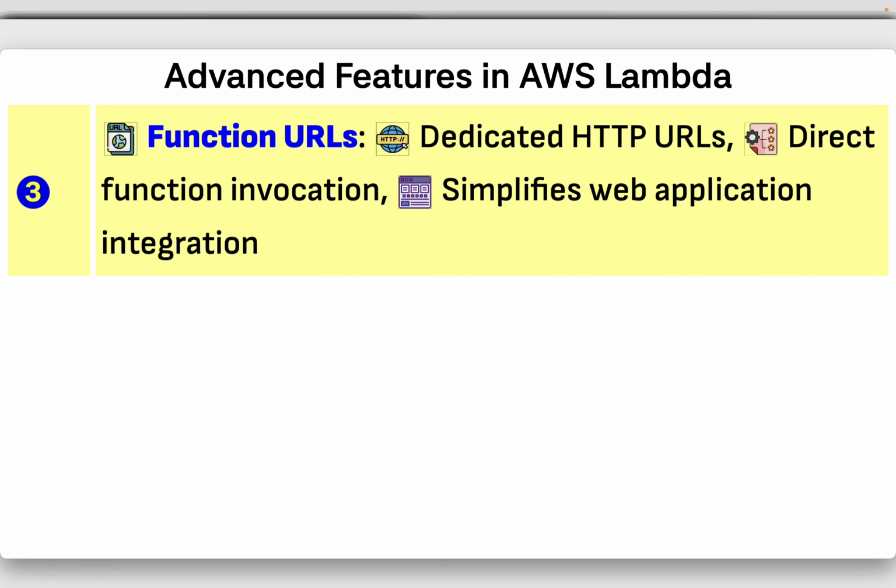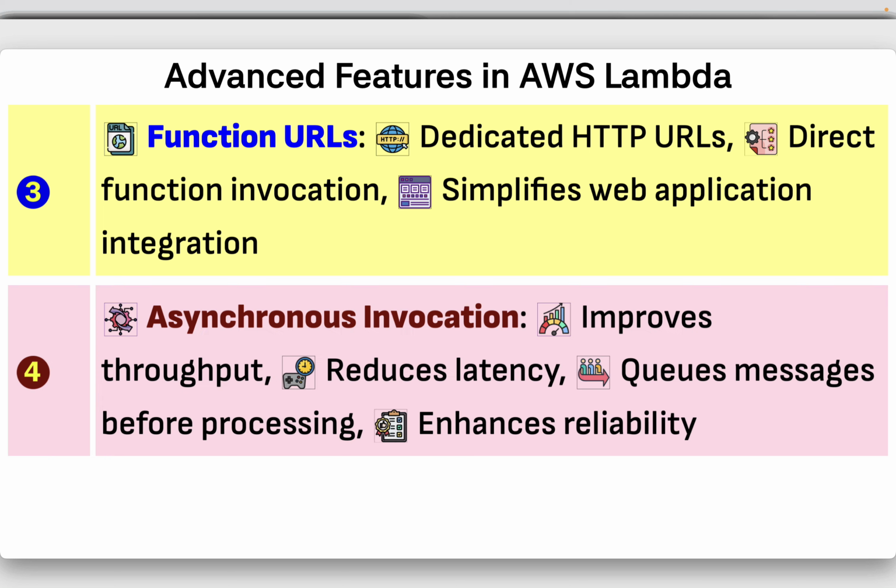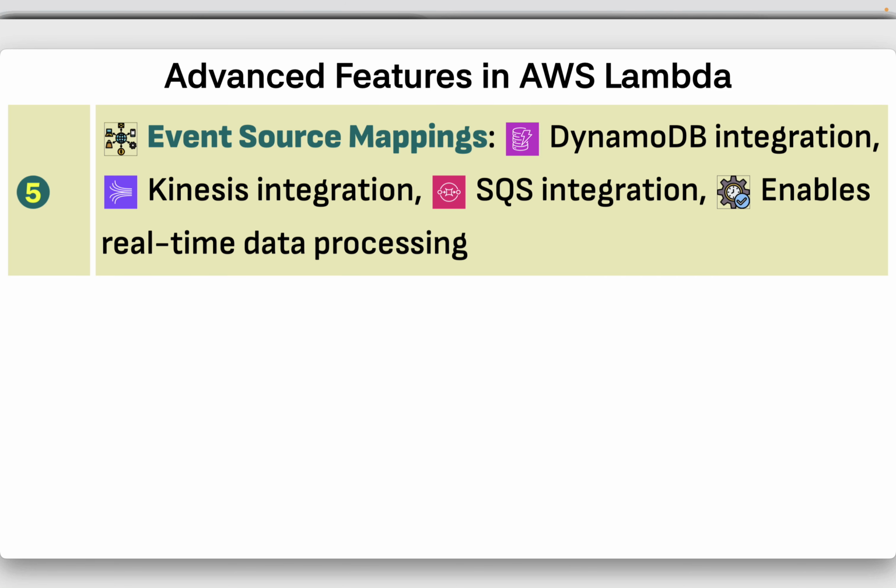Function URLs. You can directly invoke your Lambda functions via dedicated HTTP URLs, simplifying the integration with web-based applications. Asynchronous invocation. You can execute functions asynchronously to improve throughput and reduce latency. This method queues messages before processing, enhancing reliability. Event source mappings. You can connect your Lambda function to external sources like DynamoDB, Kinesis, or SQS, and that allows for real-time data processing and interactions.